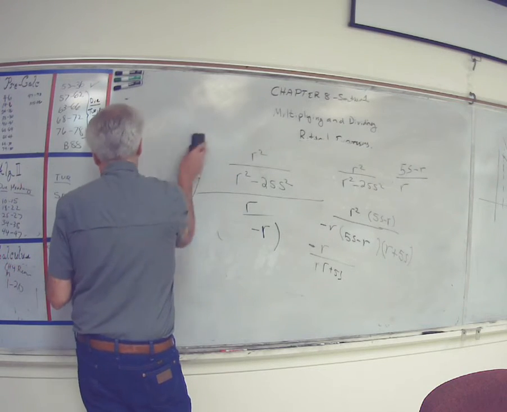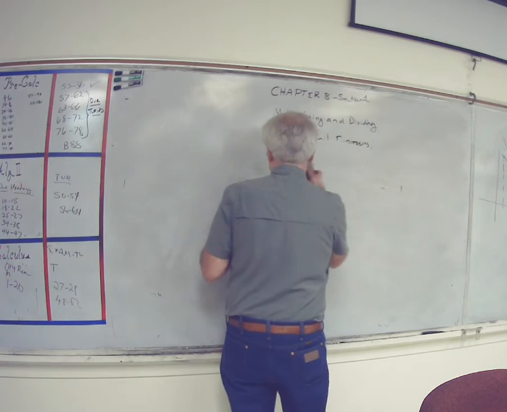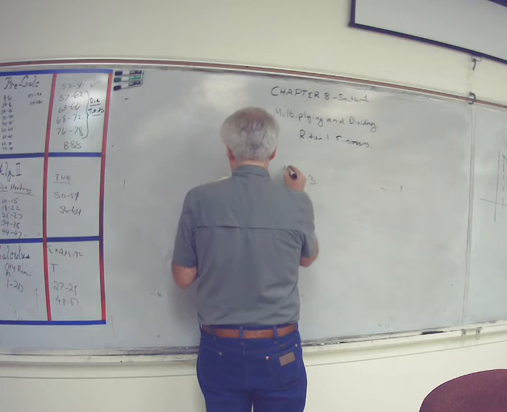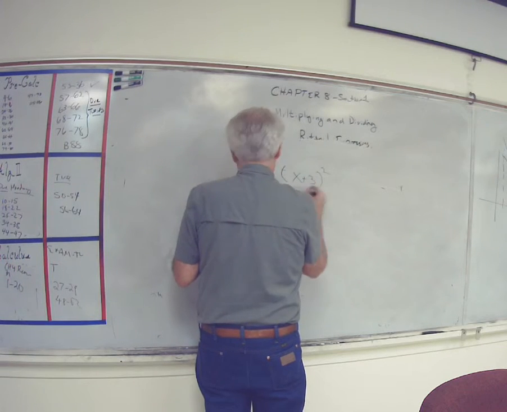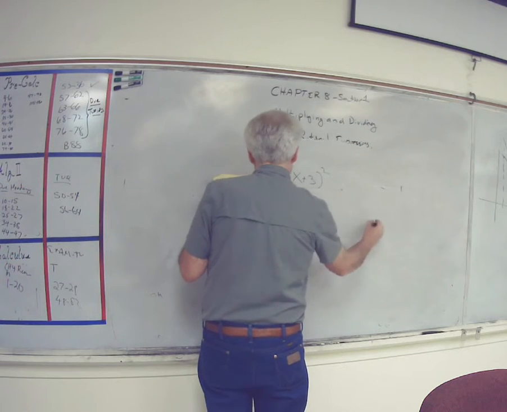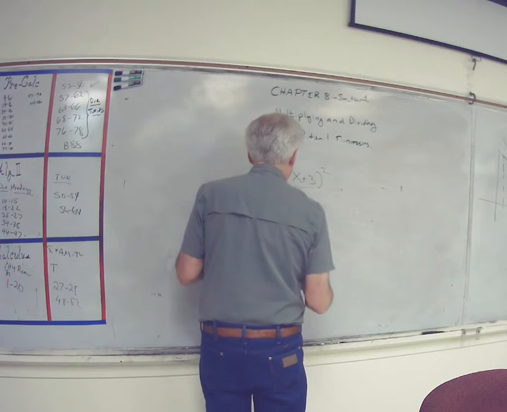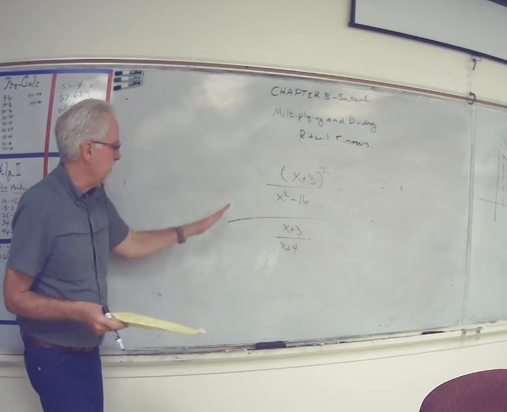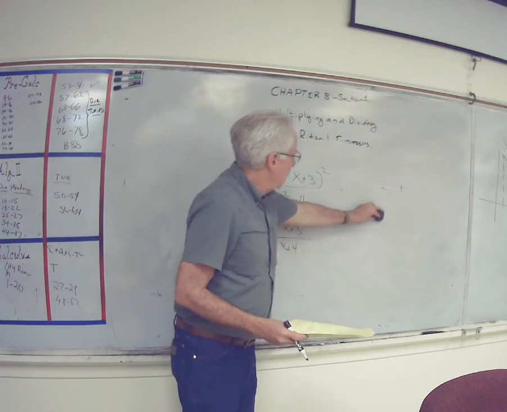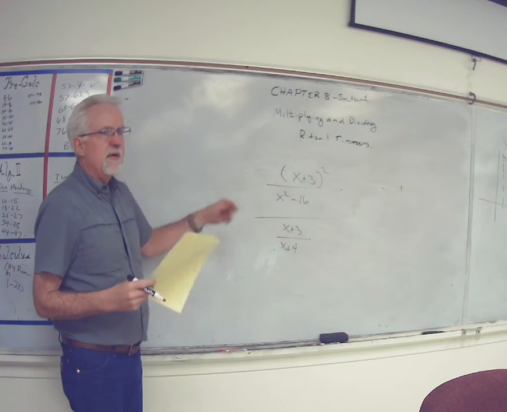I'll work one more, and then I'll give you the homework. Okay. I have x plus 3 squared over x squared minus 16, over x plus 3 over x plus 4. All right, Kelsey, why do you hate this problem? Because it's a big fraction. Yeah, it's 4 level.